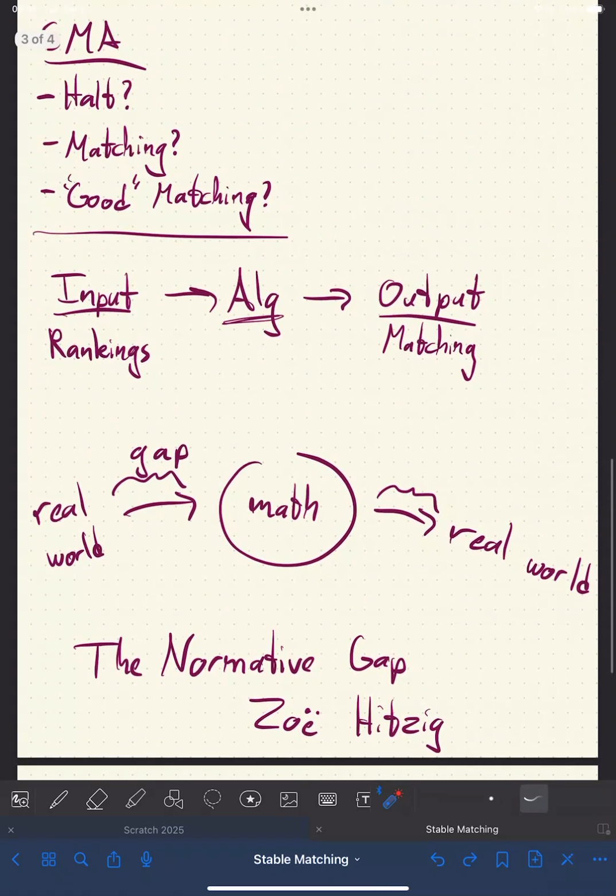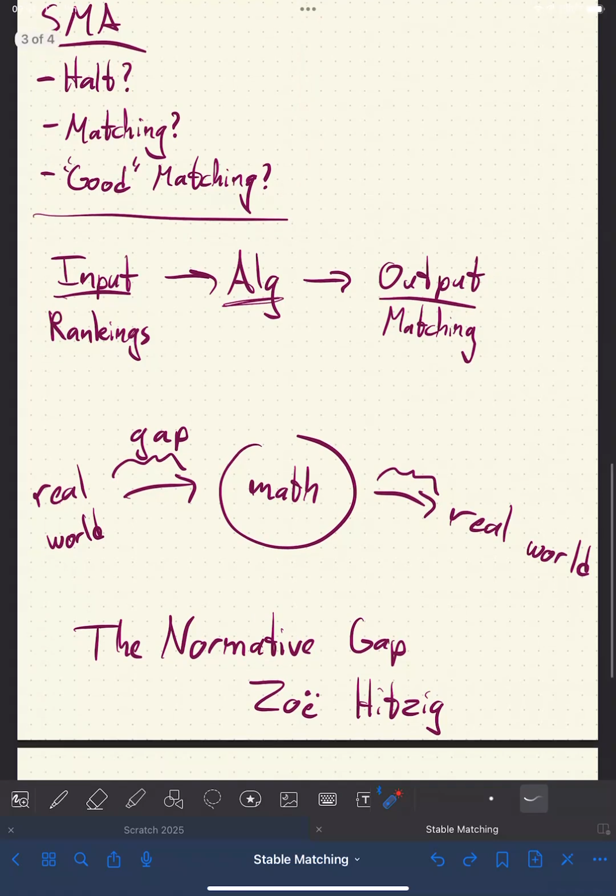Okay, so that aside, let's go ahead and prove some stuff about the stable matching algorithm itself.